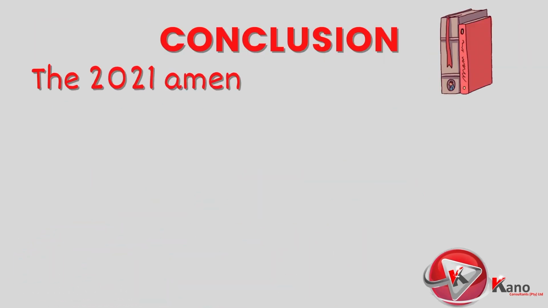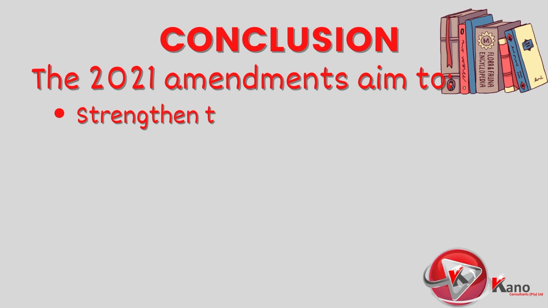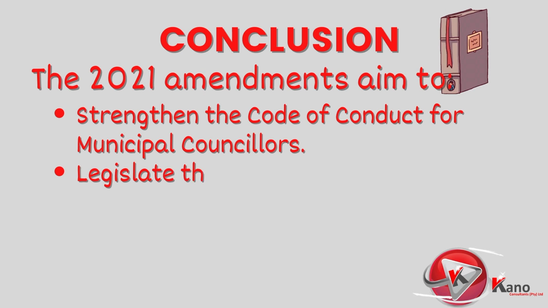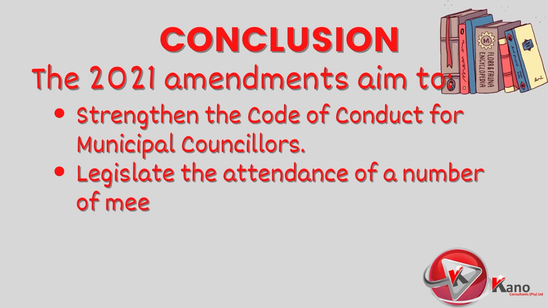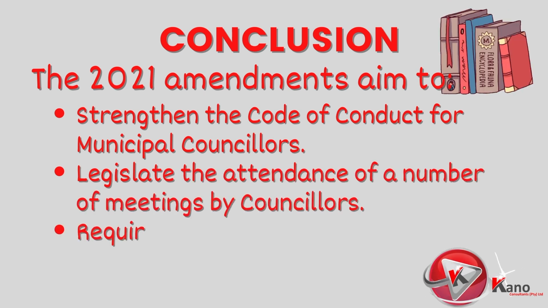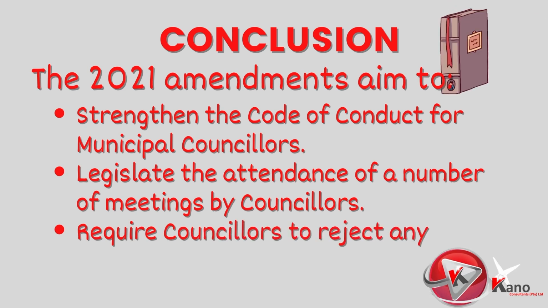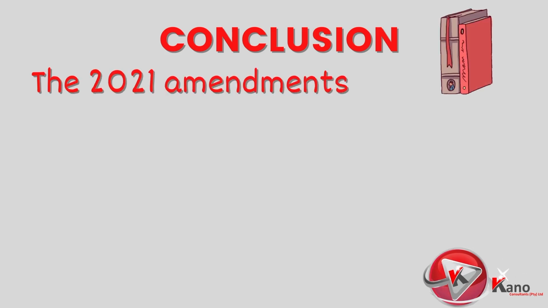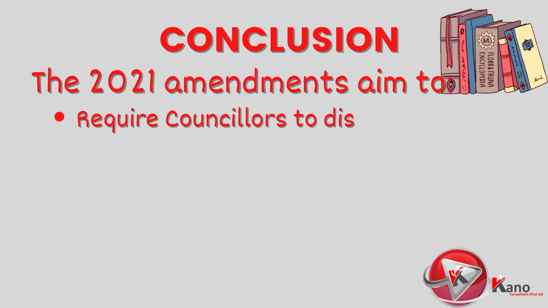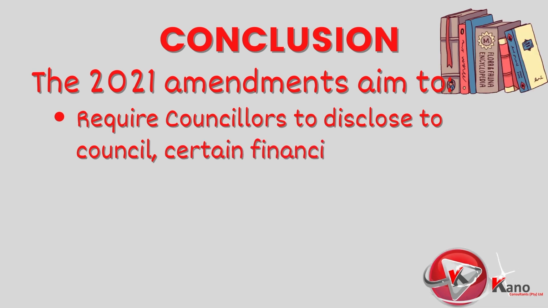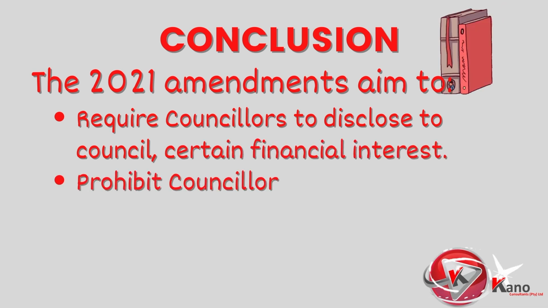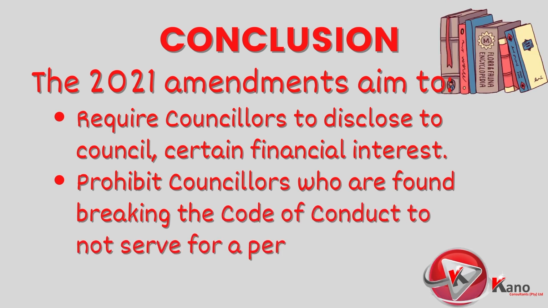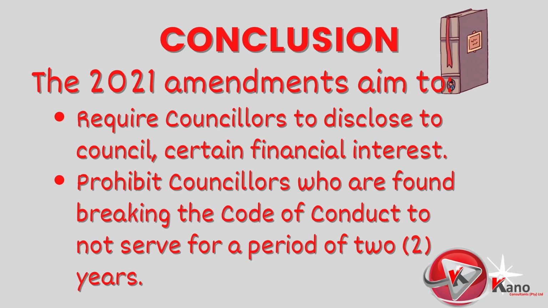In conclusion, the 2021 amendments aim to: 1. Strengthen the Code of Conduct for municipal councillors. 2. Legislate the attendance of a number of meetings by councillors. 3. Require councillors to reject any gifts or favours. The 2021 amendments also require councillors to disclose to council certain financial interest, as well as prohibit councillors from serving as councillors for a period of 2 years, should they be found guilty for breaking the Code of Conduct.